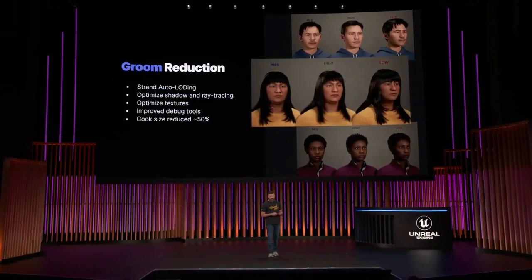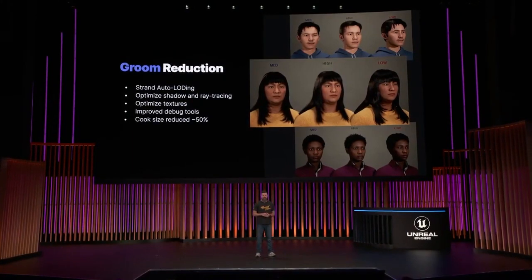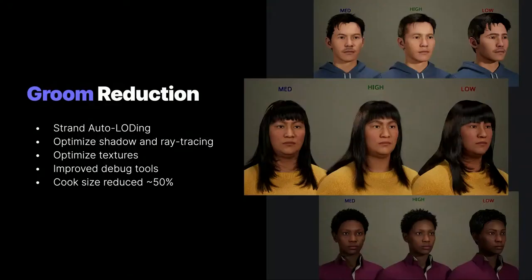While this is not an extensive list, here are some of the groom improvements that have been made. Strand auto-LODing adapts the number of curves based on the screen coverage of a given groom. We can trim more of what gets simulated, interpolated, deformed, and actually rendered. This also allows for a smoother transition between LODs, which reduces the amount of popping between them. We've also optimized these curves for faster shadowing and ray tracing.